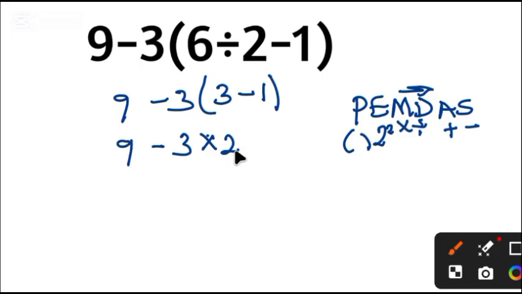Now, 3 times 2 will give us 6. We have the subtraction here. We have the 9 here. Now, 9 minus 6 will give us 3. So the correct answer to this equation is 3.